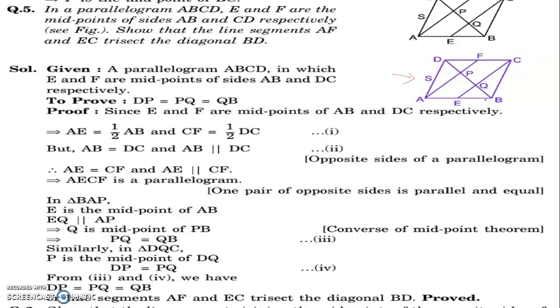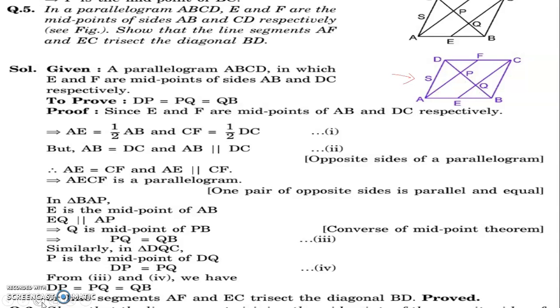diagonal BD. Trisect means 3 equal divisions. See, this is 1, this is 2, and this is 3. Bisect means 2, trisect means 3 divisions. So 1, 2, 3. This is for your explanation. Let me erase this. So this is trisection. It means it is dividing into 3 equal parts. You have to show this.